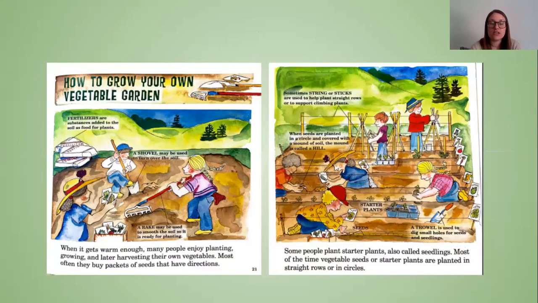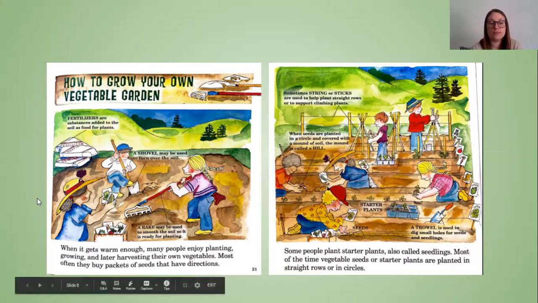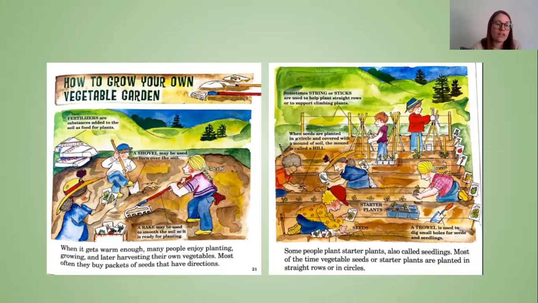So one of the types of a process that Gail Gibbons is trying to show us in this story is how to grow your own vegetable garden. So you can see that there's in the illustration many different steps, and then she also tells us about that. So I'm going to go ahead and read that process to you. When it gets warm enough, many people enjoy planting, growing, and later harvesting their own vegetables. Most often they buy packets of seeds that have directions. Some people plant starter plants, also called seedlings.